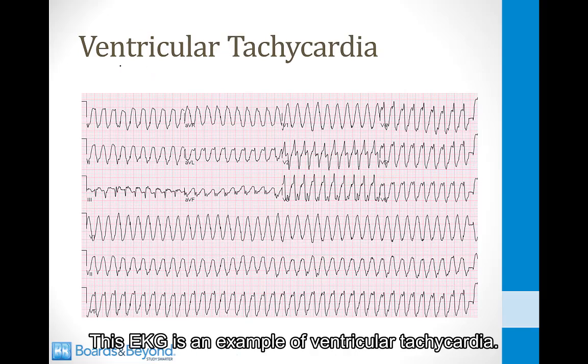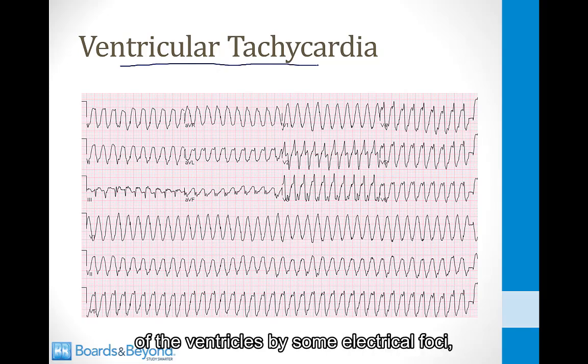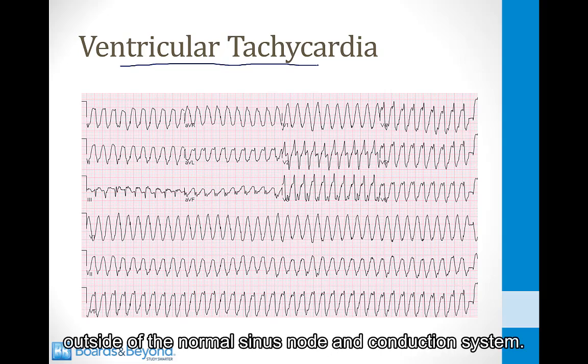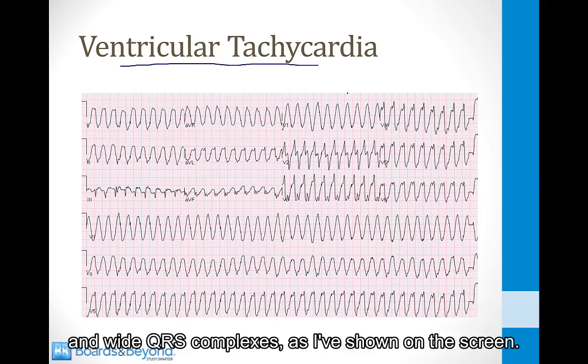This EKG is an example of ventricular tachycardia. This arrhythmia is caused by rapid depolarization of the ventricles by some electrical foci within the ventricles itself, in other words, outside of the normal sinus node and conduction system. This results in a very fast heart rate and wide QRS complexes, as I've shown on the screen.